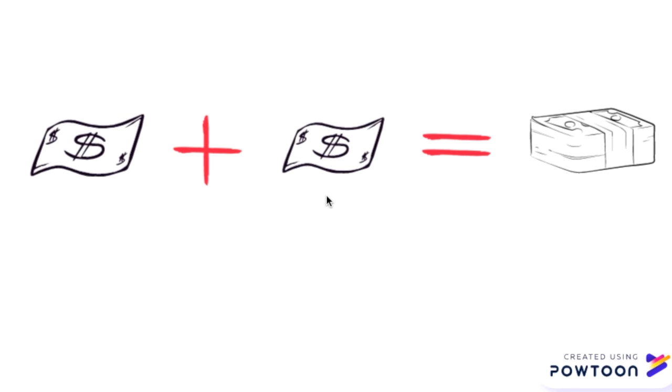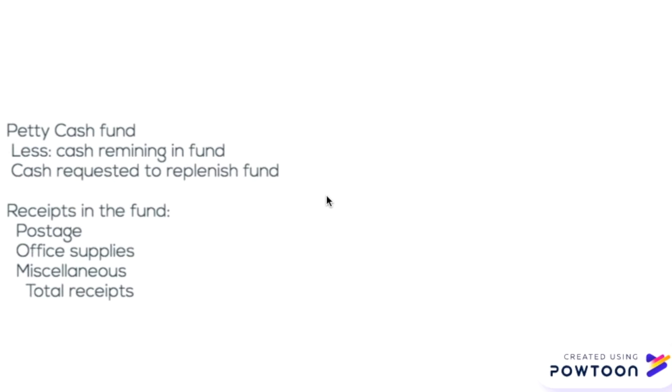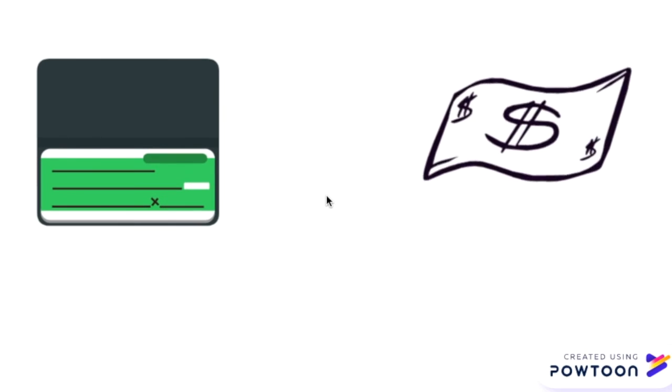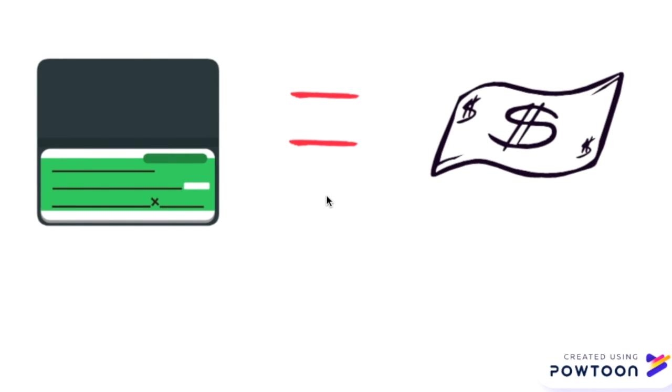For example, in a cash account of $100, less remaining cash in the fund is $15, and required cash to replenish the account is $85. Calculated receipts should then equal required amount to replenish the fund. This means that a cheque of $85 should be cashed and recorded in the journal entry. This debits all expenses accounts and credits the cash account.